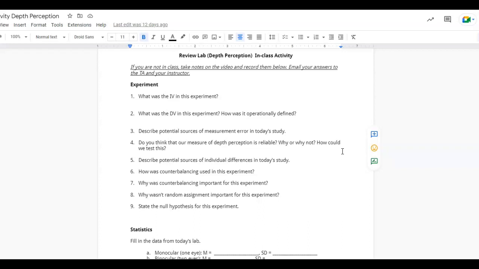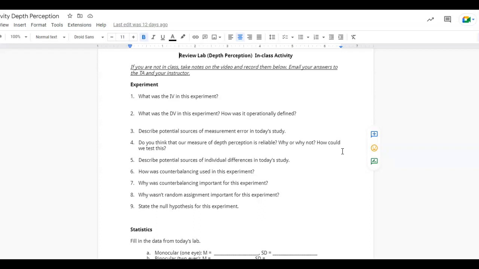All right, next is how was counterbalancing used in this experiment? Well, we counterbalance by having half of you do it with one eye first and half of you do it with two eyes first. And the reason this is important is because we might have order effects. We might have practice effects. We could have fatigue from just looking at things with one eye. And so we want to make sure that we balance those things across the different conditions.